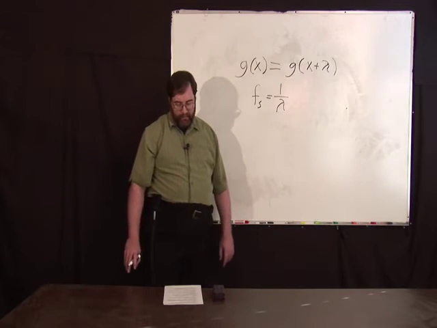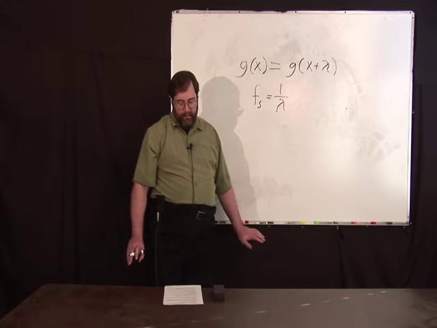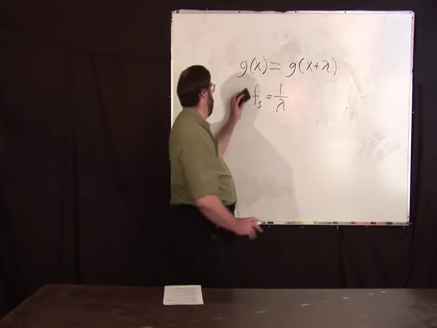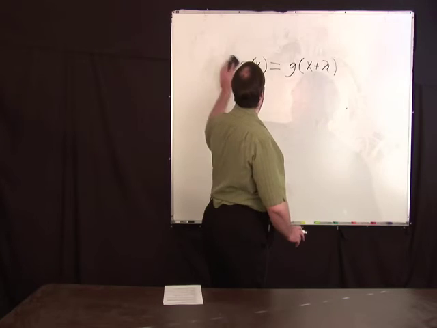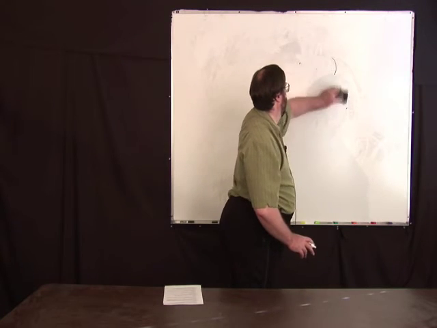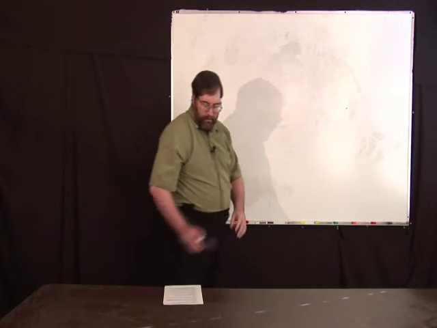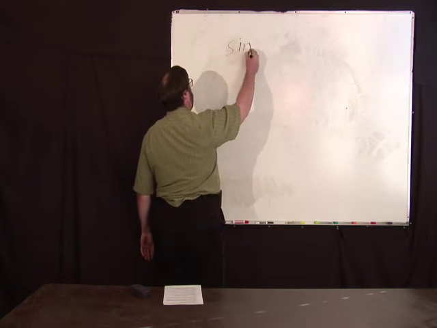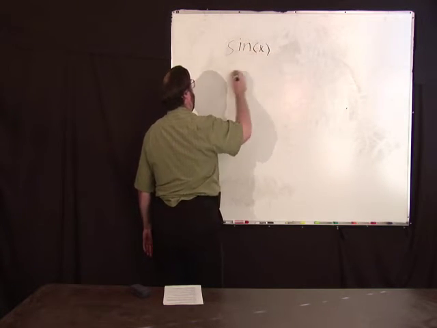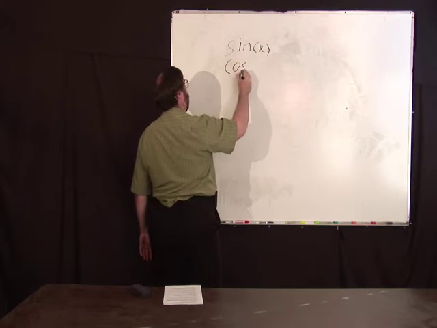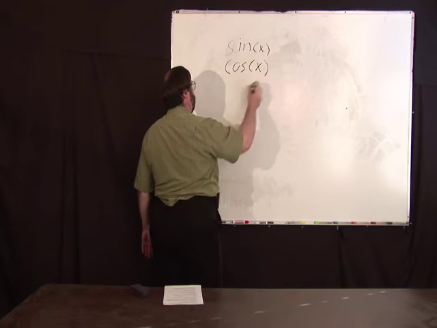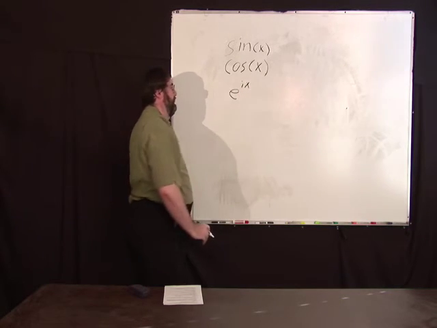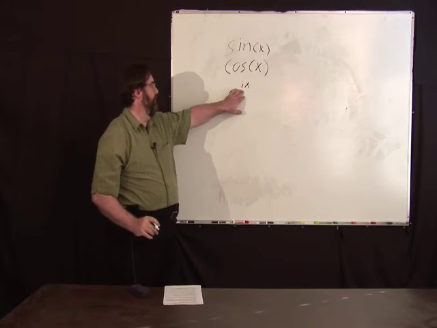Okay. Now that we have that out of the way, there's a type of function called a sinusoidal function that we're going to talk about. I'll give you 3 examples of sinusoidal functions because there's more than one type. Sine x is a sinusoidal function. Cosine x is a sinusoidal function. E to the ix is a sinusoidal function, where i is the square root of -1.